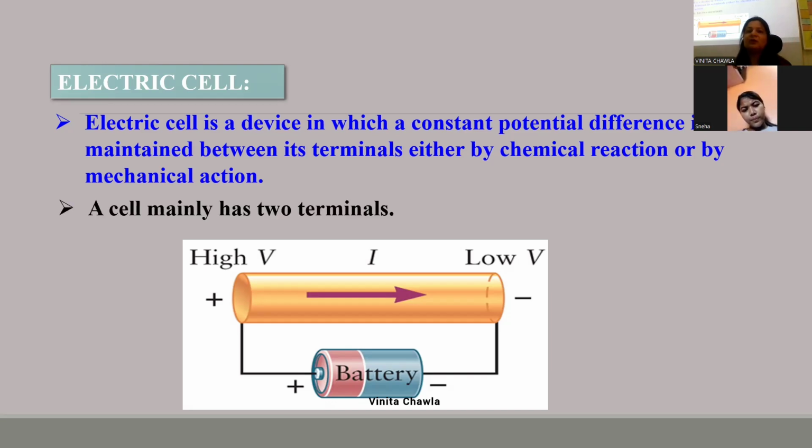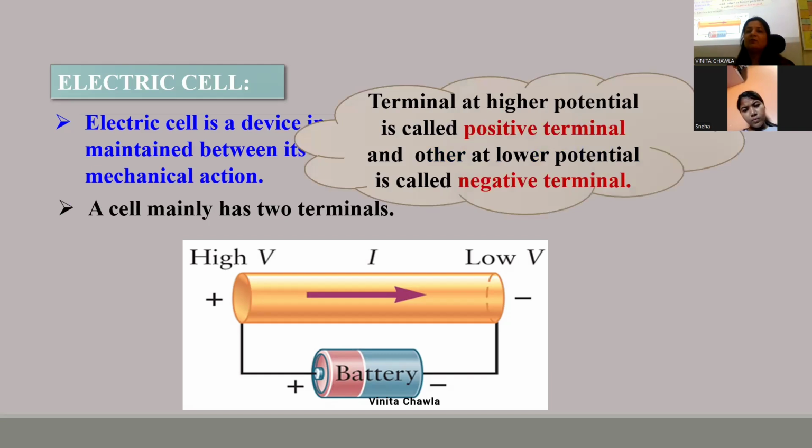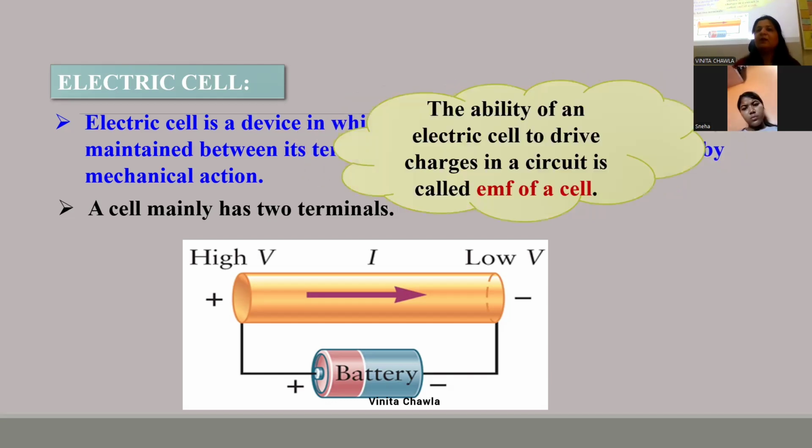A cell has two terminals. The terminal which is at higher potential is called the positive terminal, and the other which is at lower potential is called the negative terminal. The ability of an electric cell to drive charges in a circuit is called EMF of a cell. Ability of an electric cell to drive charges.